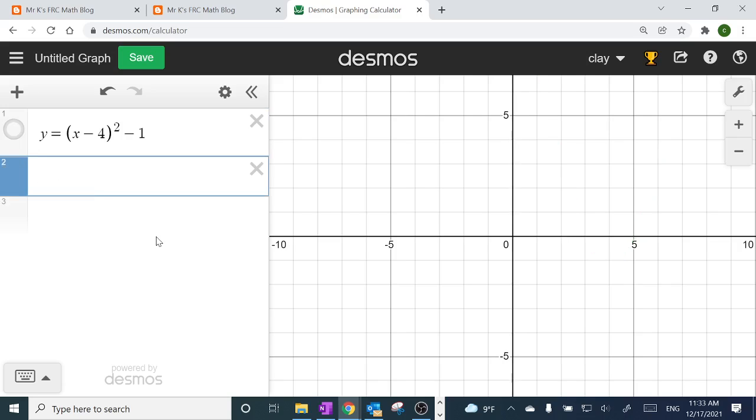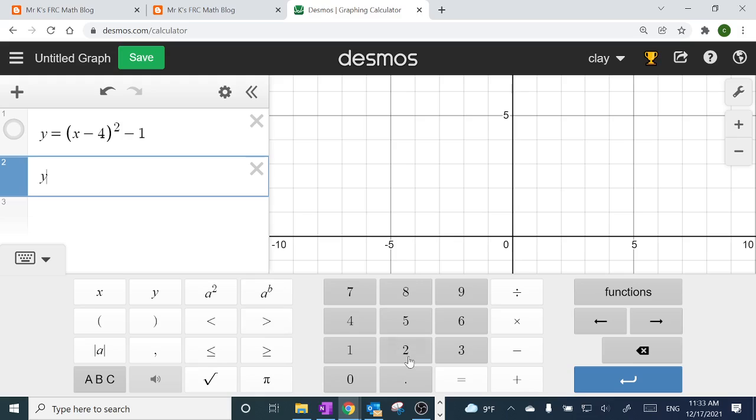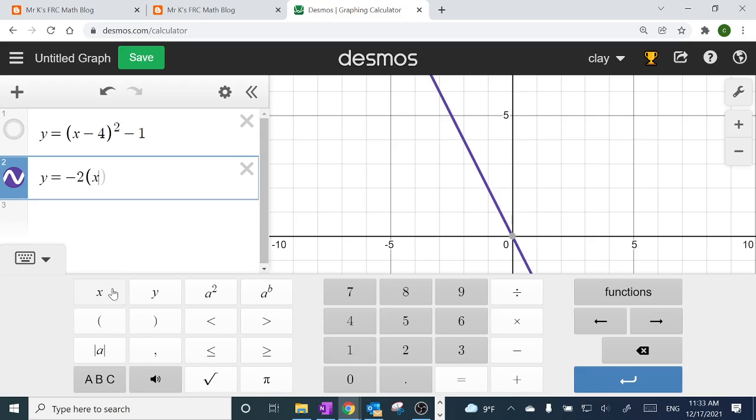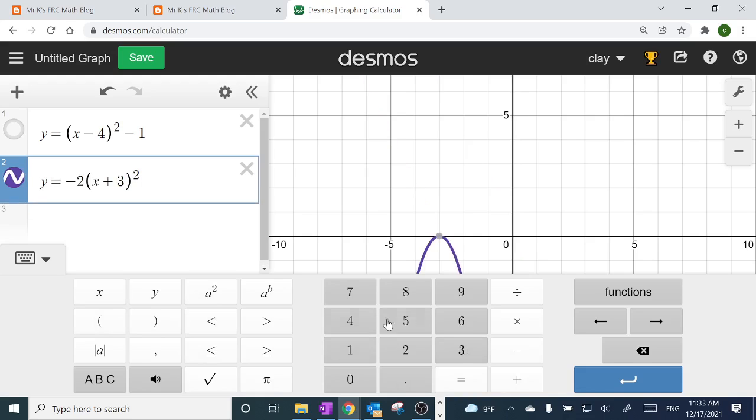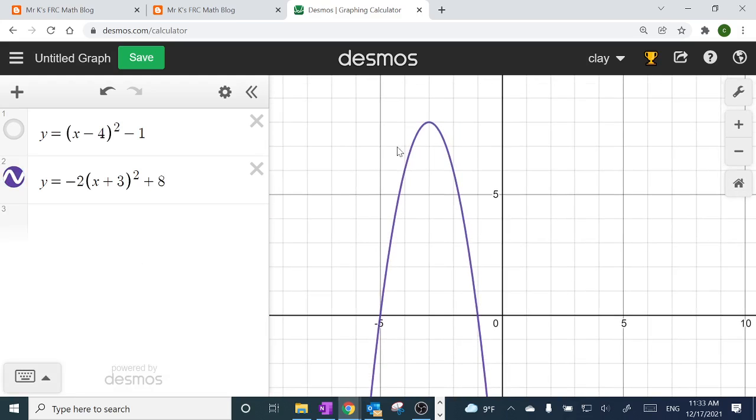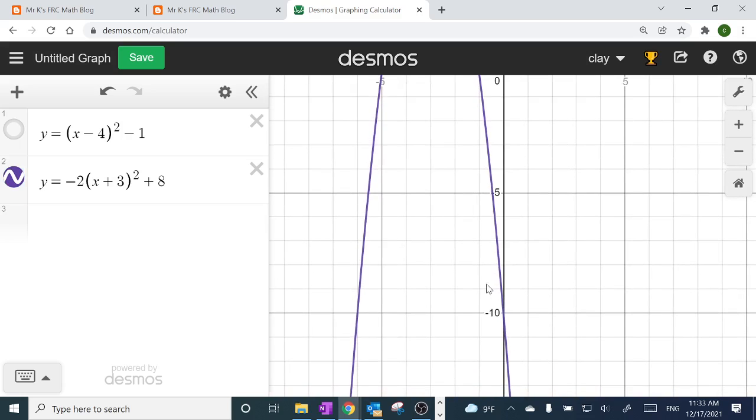Okay, so there's the first one. The second one is y equals. Now, Desmos doesn't have a different button for minus and negative. So you can just hit minus 2, open bracket, x plus 3, close bracket squared, and then plus 8. And then, as you can see, once again, vertex, you just click on it and it'll tell it to you. X-intercept, other X-intercept, Y-intercept.